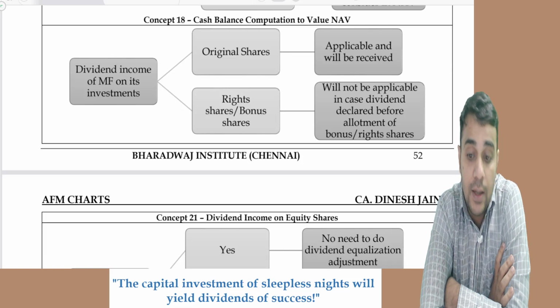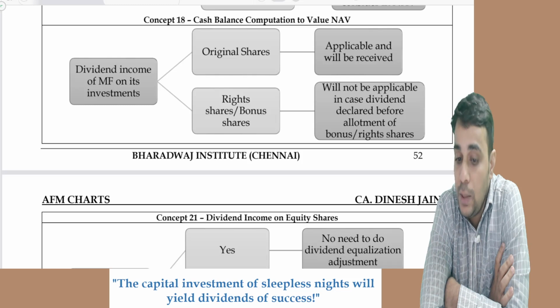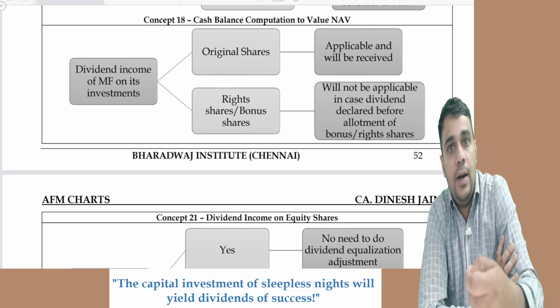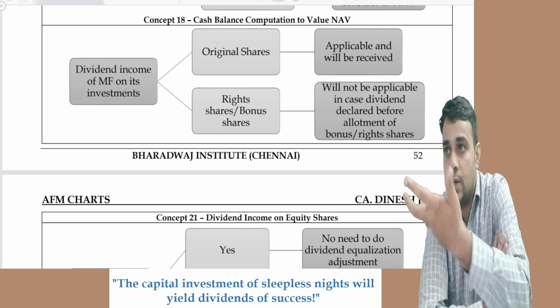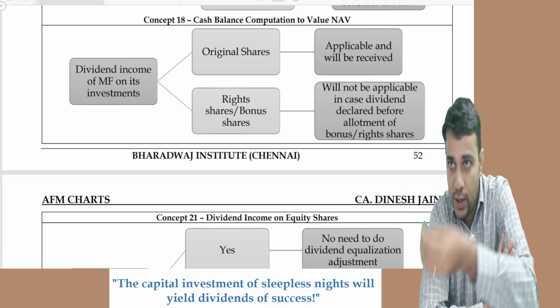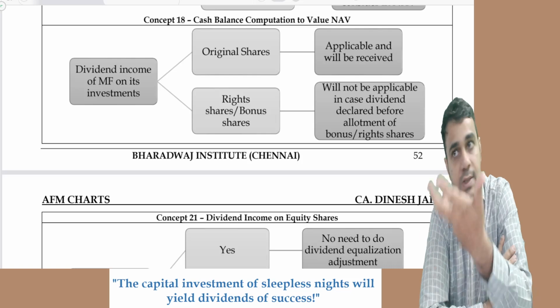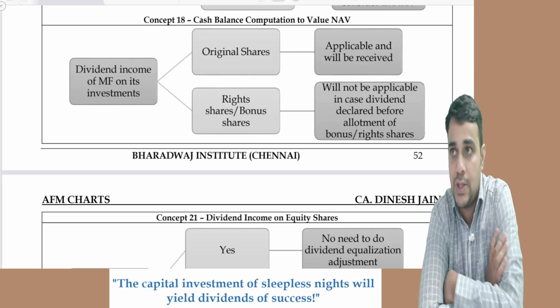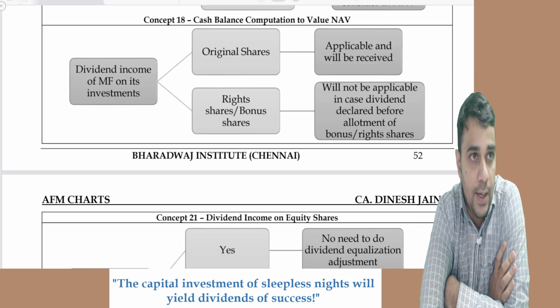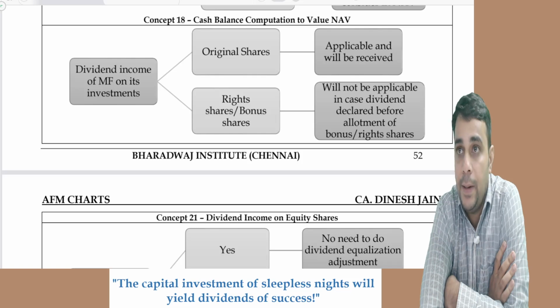Right share, bonus share will not be applicable in case dividend is declared before allotment of bonus or right share. I declare dividend, I declare bonus together. Allotment of bonus share will take time, and dividend would have got paid out in this gap. Even if dividend and bonus both happen on the same day, I will still not get dividend income on those extra shares. Clear? Any doubts on this, in case both are happening together?